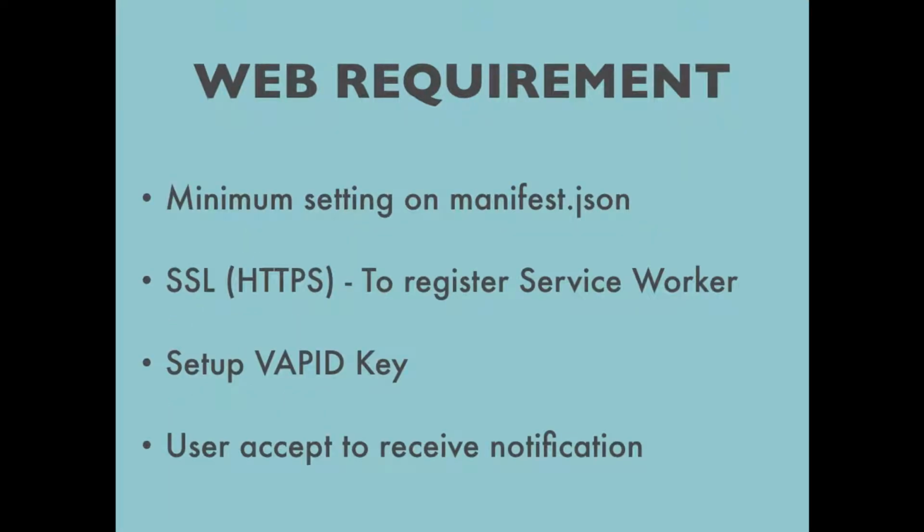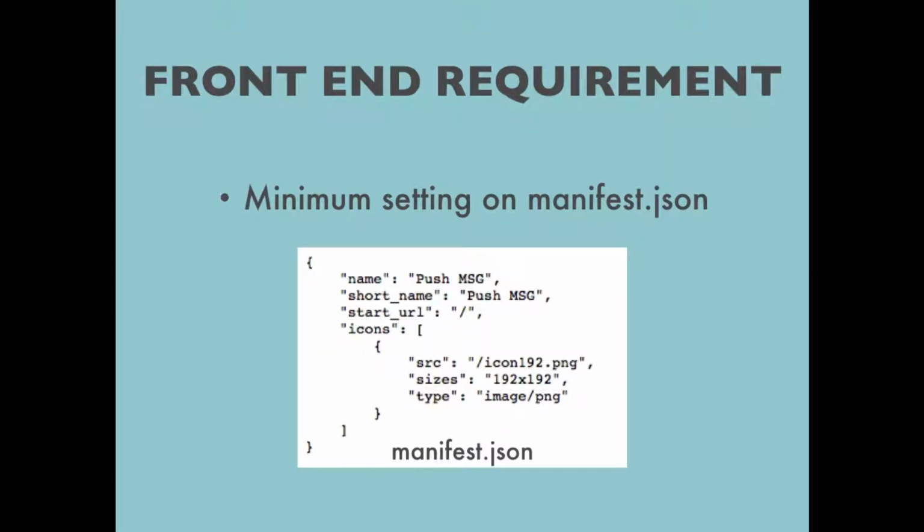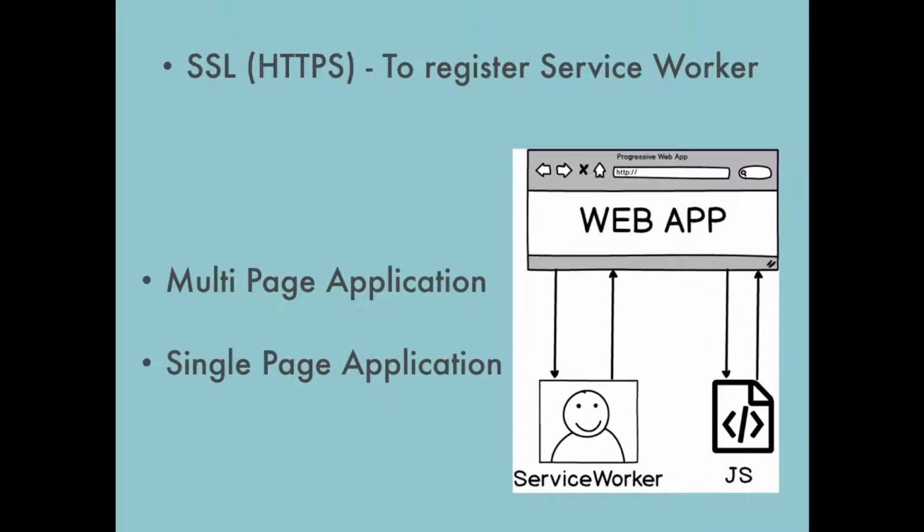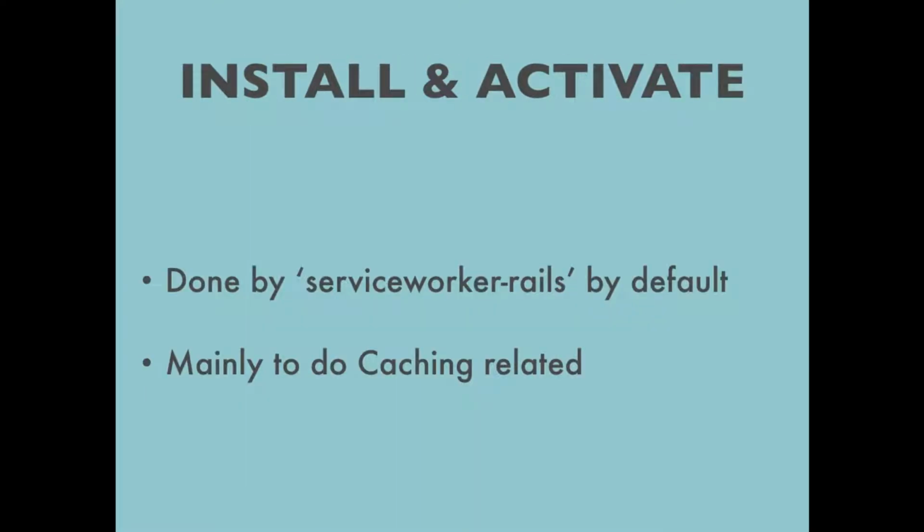So for the web requirement, first we need to set up a very minimum setting on the manifest.json. The website needs to be served over HTTPS because you need to register a service worker, but localhost is an exception. We need to set up our VAPID key and the user needs to accept to receive notifications. To set up the manifest, it's basically just this file, quite simple to set up. And for the service worker, we'll use a gem called service-worker-rails, which does it automatically.